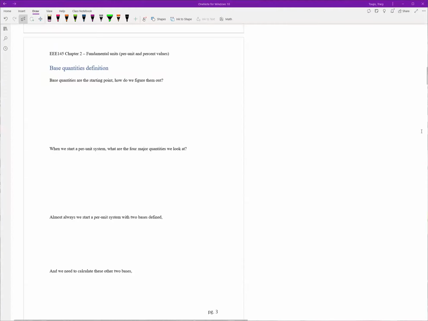Right. Now let's start going in more detail. Let's start defining individual quantities. Okay, the base quantities are the starting point. How do we figure them out? So again, from the design engineer, or maybe you inherited something that you didn't design, or the person who designed it's already gone. You just look at equipment specs, right? So either you personally designed a system and then you chose your base values, or something else chose it for you and you just have to go with it, okay?